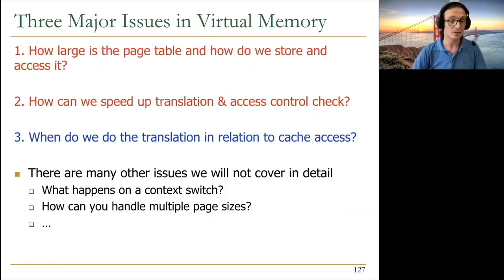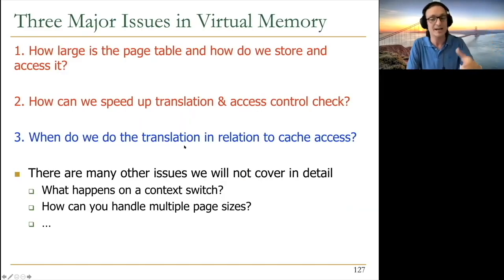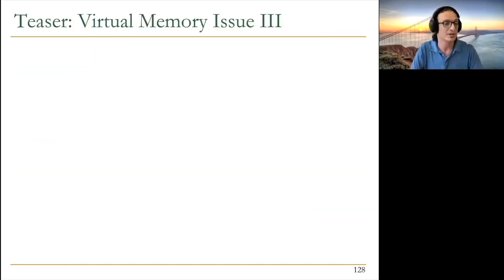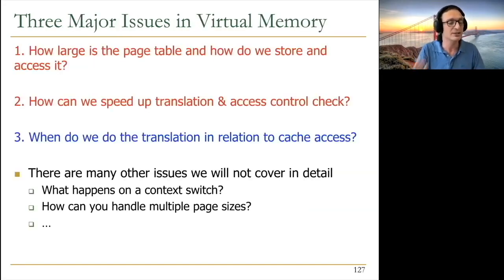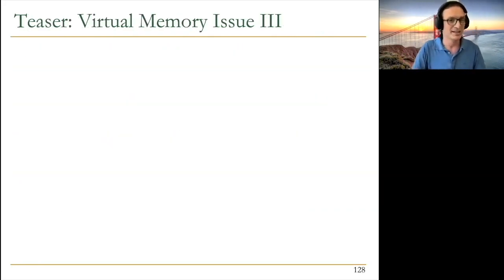Okay, the final issue that I'm going to briefly touch on is when do we do the address translation in relation to cache access? And this becomes important, especially from the perspective of the L1 cache. Because if you need to do the translation to access the cache, now translation is on your critical path, right? Critical path of cache access. So this is a teaser.